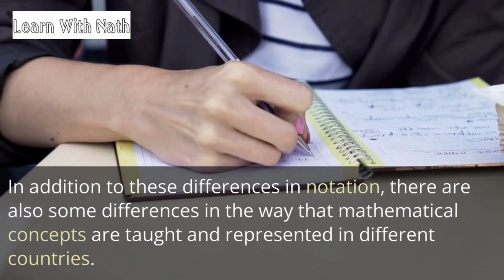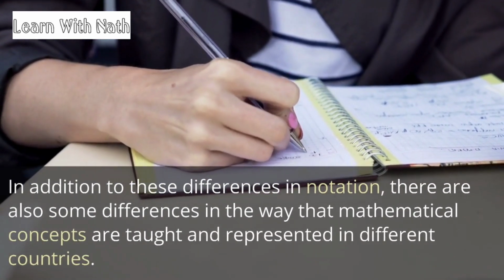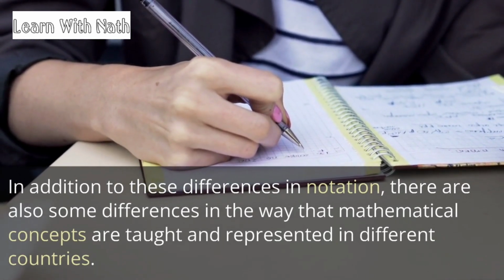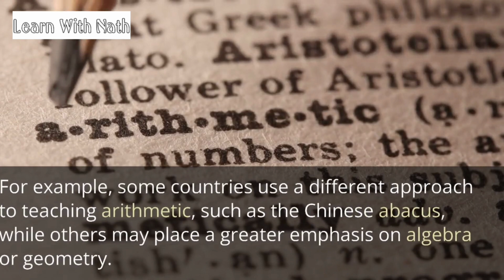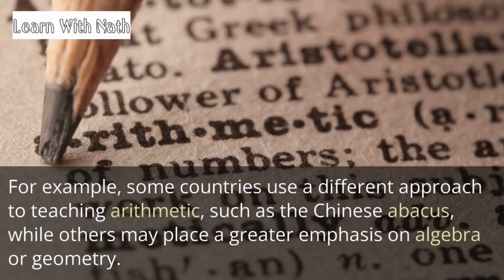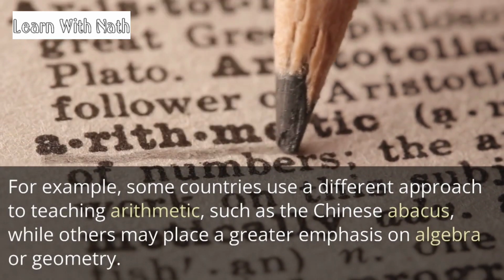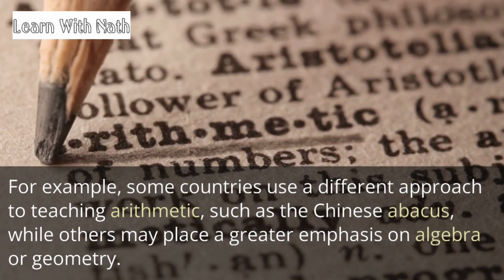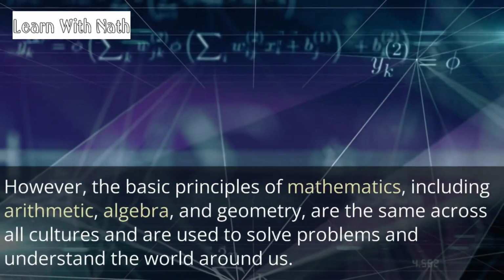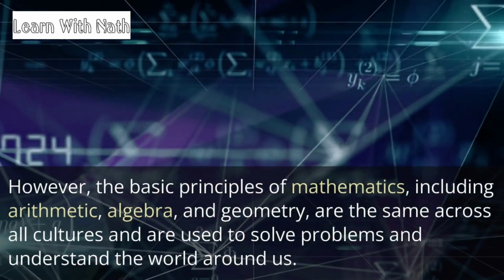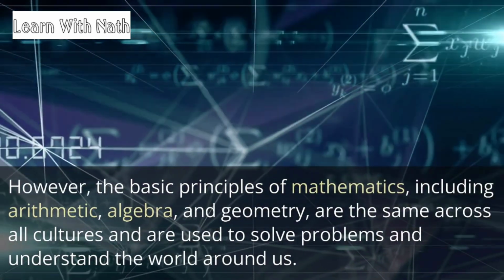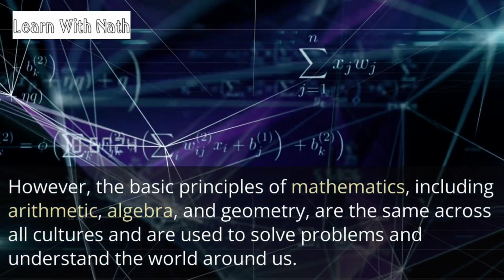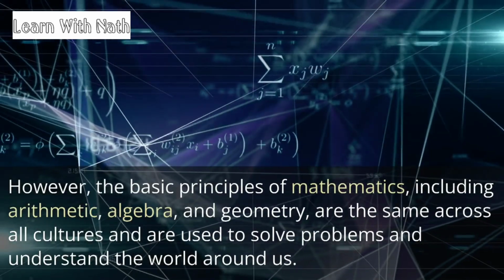In addition to these differences in notation, there are also some differences in the way that mathematical concepts are taught and represented in different countries. For example, some countries use a different approach to teaching arithmetic, such as the Chinese abacus, while others may place a greater emphasis on algebra or geometry. However, the basic principles of mathematics, including arithmetic, algebra, and geometry, are the same across all cultures and are used to solve problems and understand the world around us.